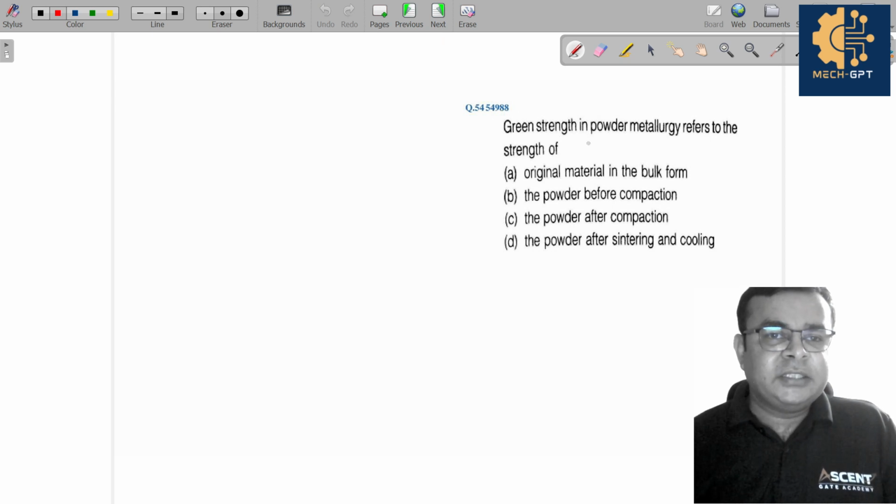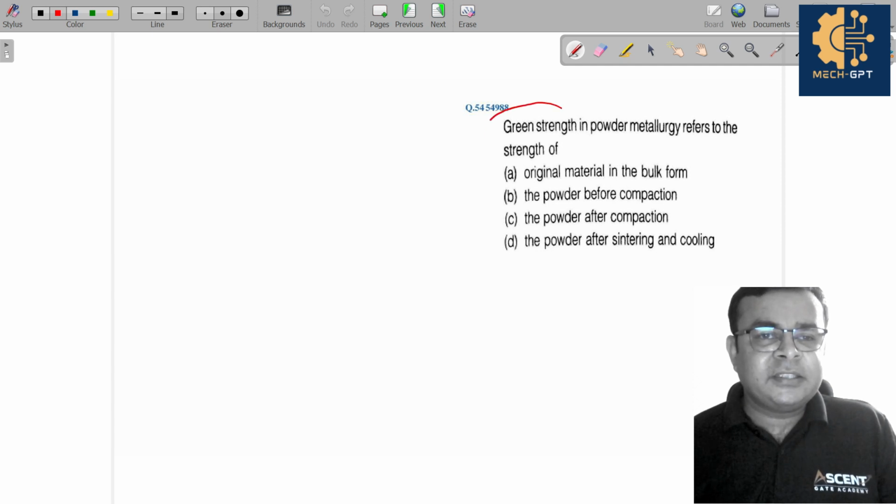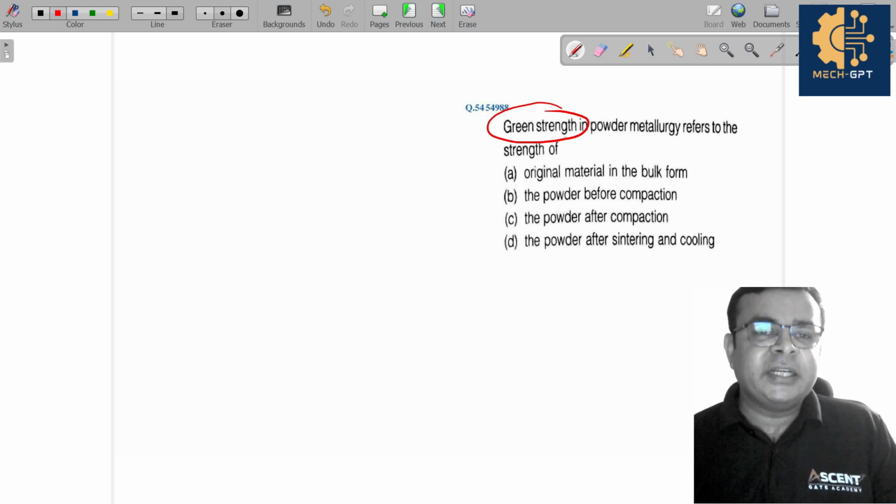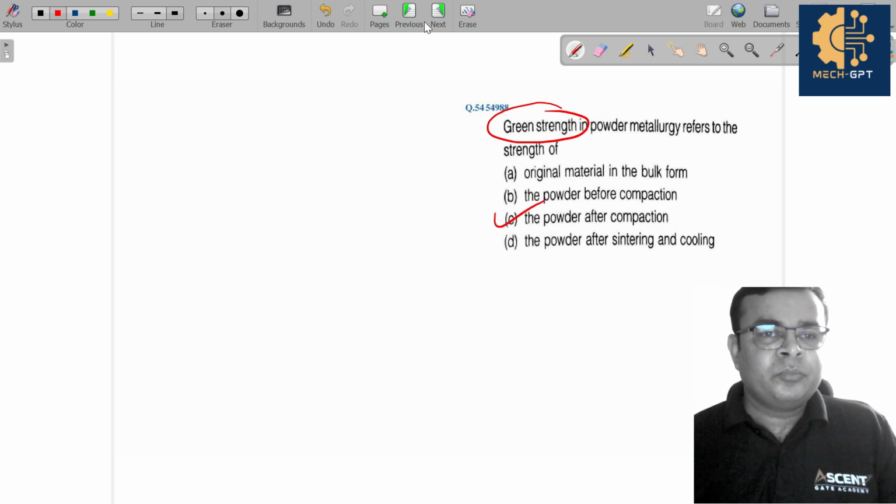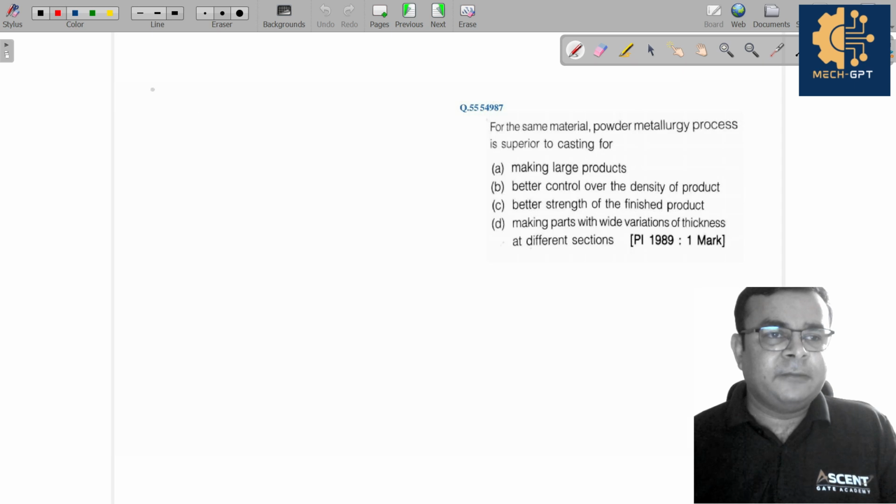Okay, next, green strength in powder metallurgy refers to the strength of which material? Green strength means when you compact the metal powder, you get the product which is called the green product. Options: original material in the bulk form, the powder before compaction, the powder after compaction, the powder after sintering and cooling. The powder after compaction, so option C is the right answer.